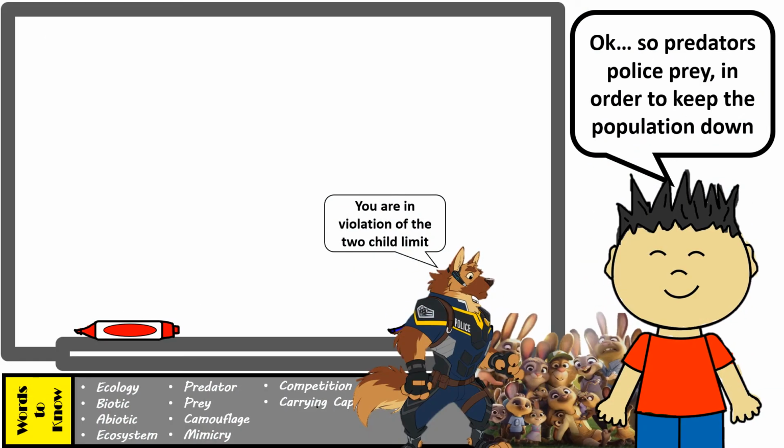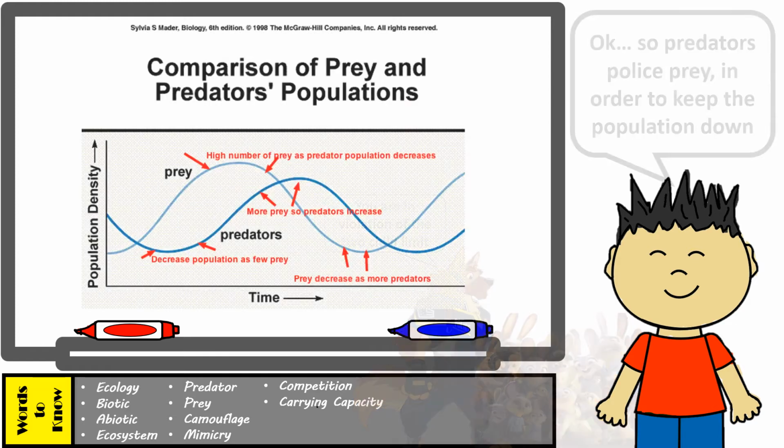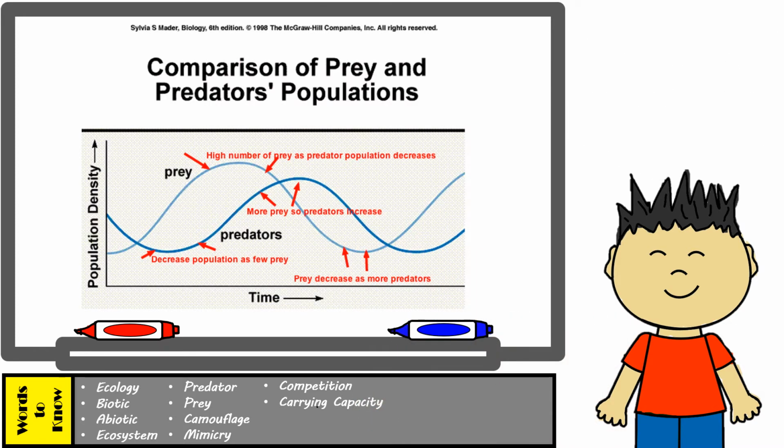No, Alex, that's not exactly how it works. Let's say that the prey population of rabbits is very high. Then that means that there's a lot of food availability for predators such as wolves. This will lead to an increase in wolf population and a decrease in prey population.